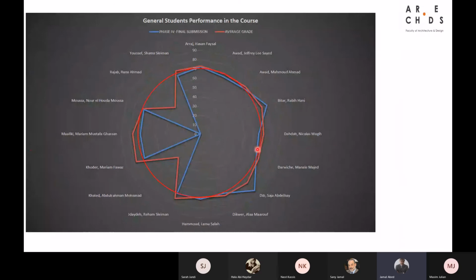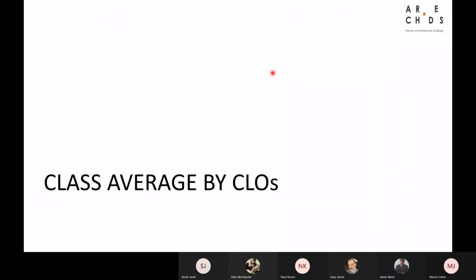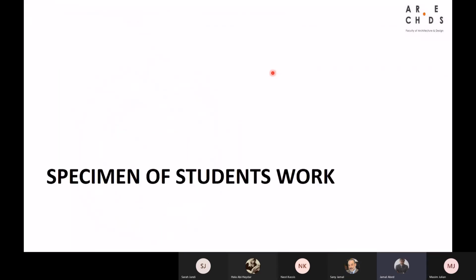However, you would read that some of the good students even got below the 70: Mariam Khudr, Mariam Ali, Musa Noor, Yani Yusuf Shams. So there were a number of them who just failed the last part of the semester because of their absence, unfortunately. And they were not receiving the necessary feedback to be able to evolve the project. And finally, the average grade is what you see here in red. So the class average by CLOs is not ready.